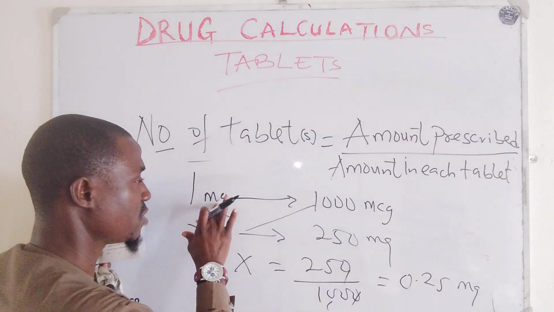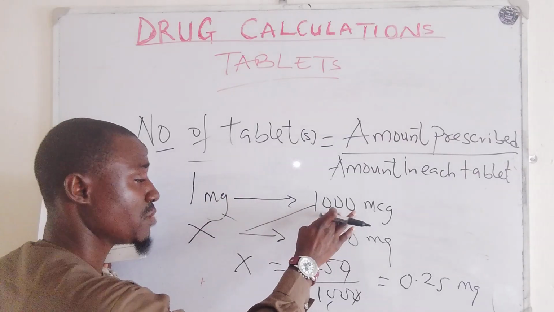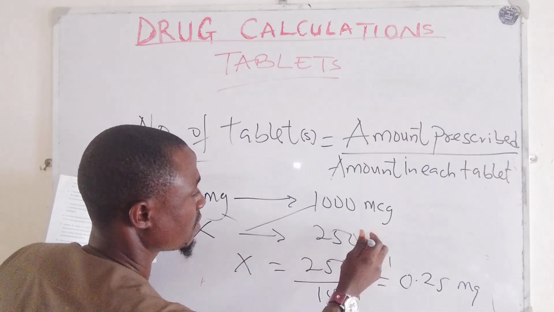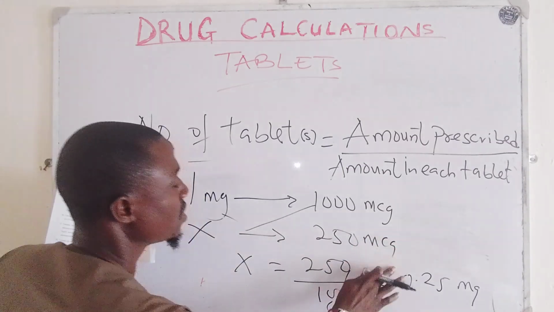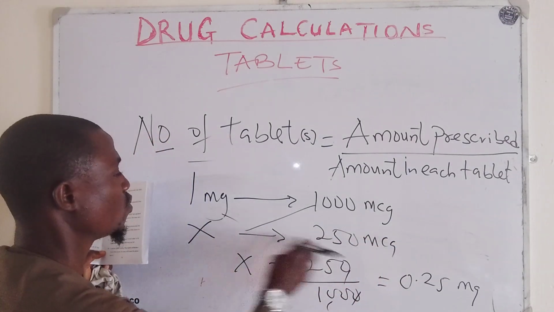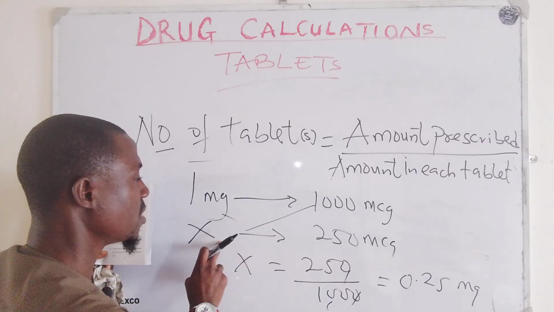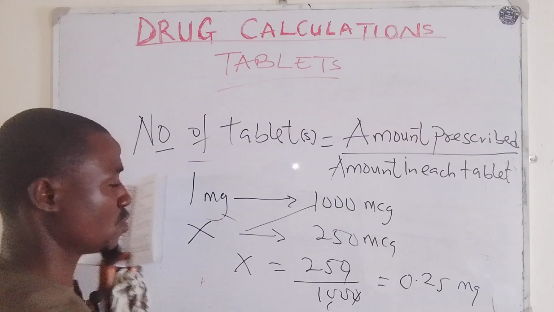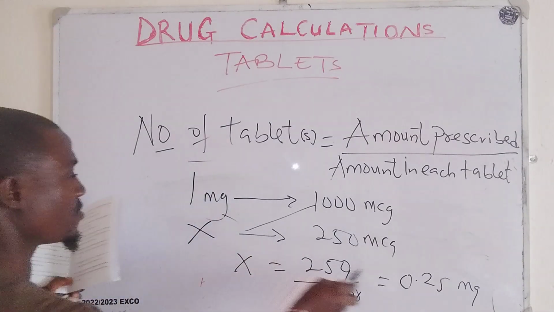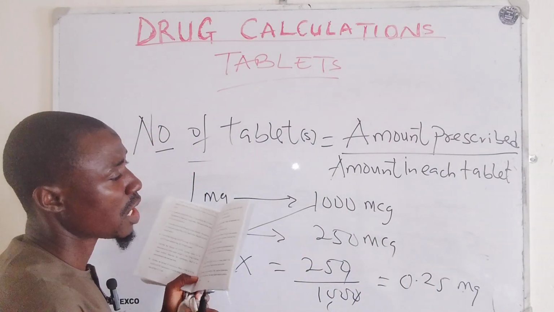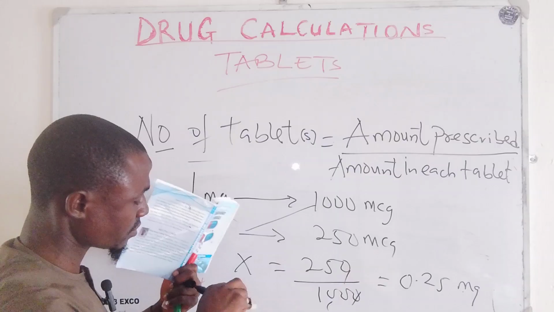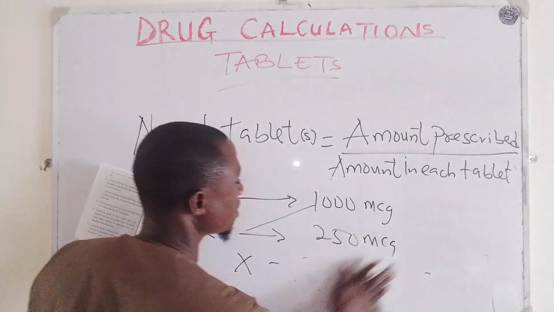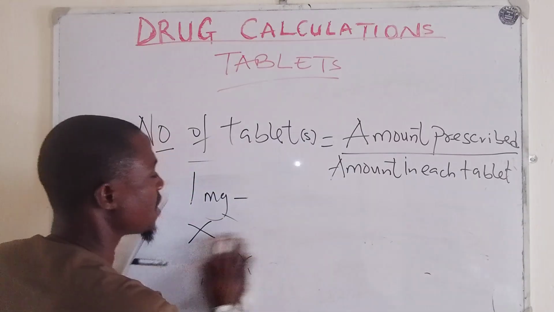Since I've already established that 1 milligram is 1000 microgram, and you have 250 microgram, what will be the equivalent of 250 microgram in milligram? When you cross multiply, you have 250 over 1000 to give you 0.25. So that means the unit of the amount prescribed and the unit of the stock strength, or what we have in our possession with regards to the tablet, each tablet is now 0.25.